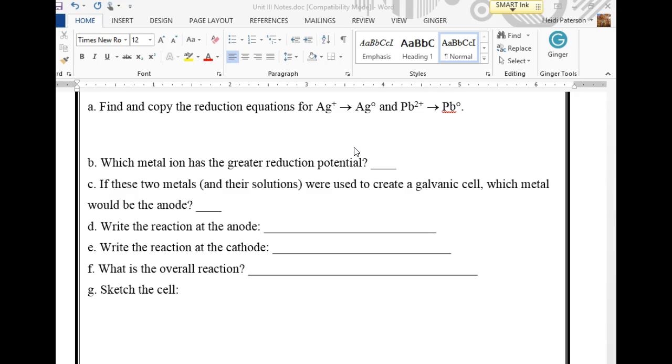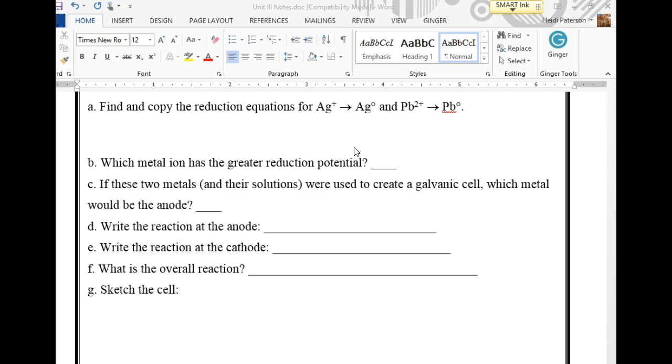In order to do that, you need to use a table of standard reduction potentials, which you will find in your yellow data booklet. So if you can please take those out and turn to the page with the reduction potentials, which is page 10. Okay, page 10.